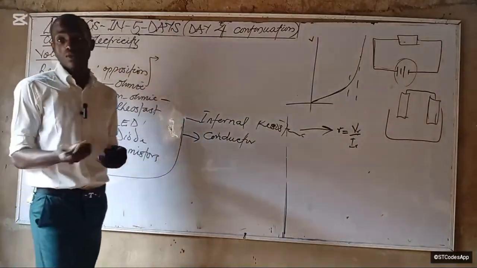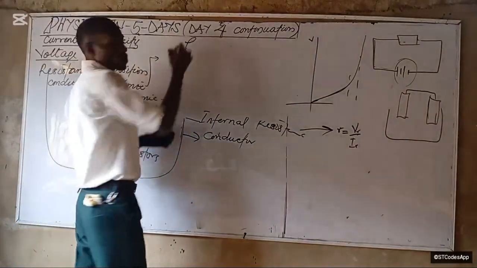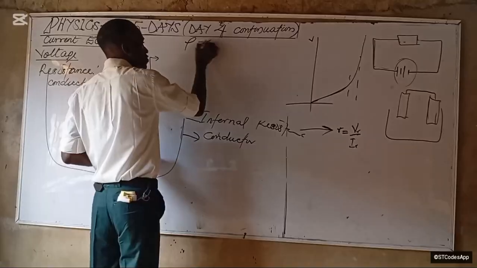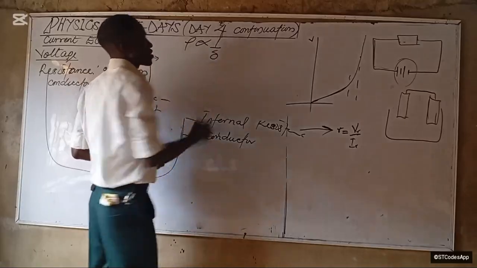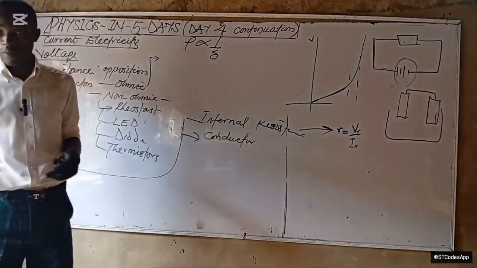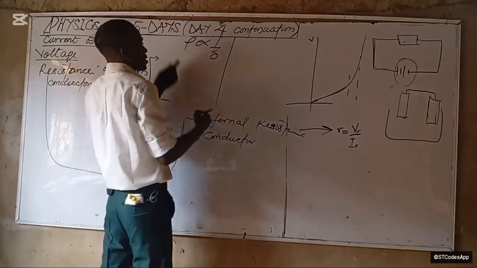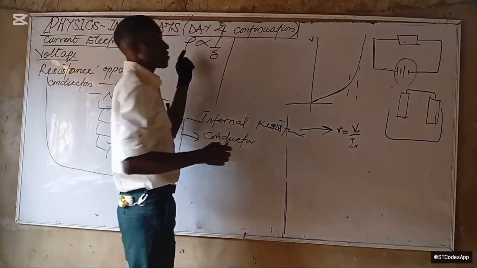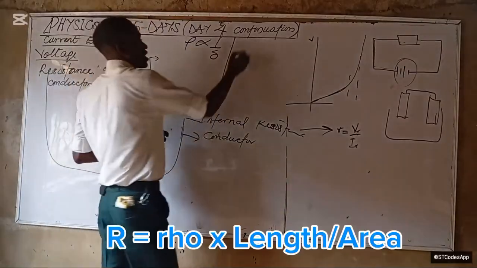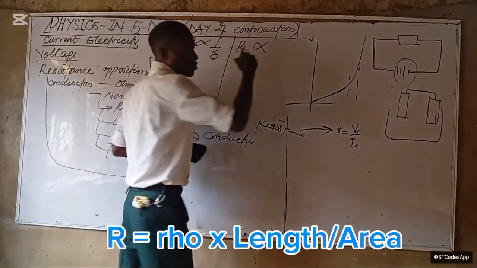Okay, so for a particular conductor, the resistivity of the conductor will be inversely proportional to the conductivity of the conductor. Does that make sense? And we know the relation between resistivity and resistance is this. We said the resistance of a metallic conductor is directly proportional to the what?